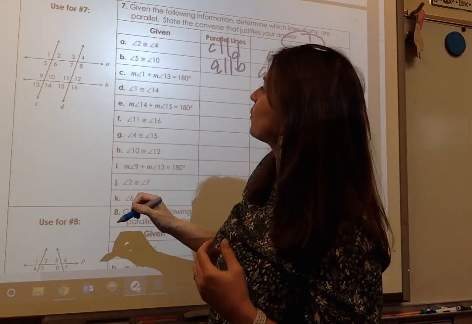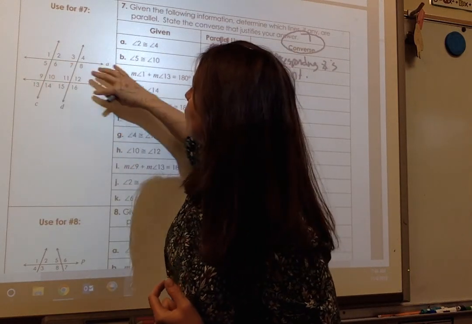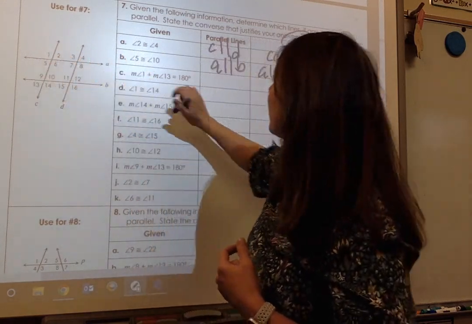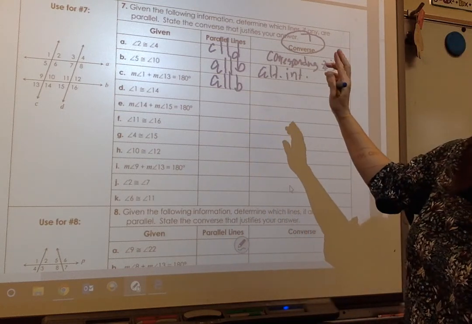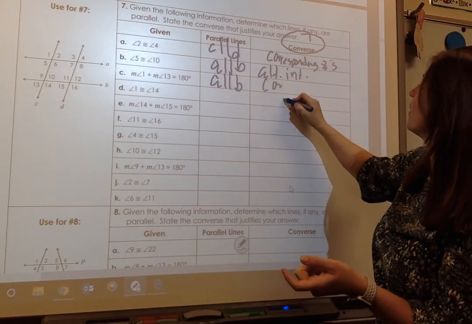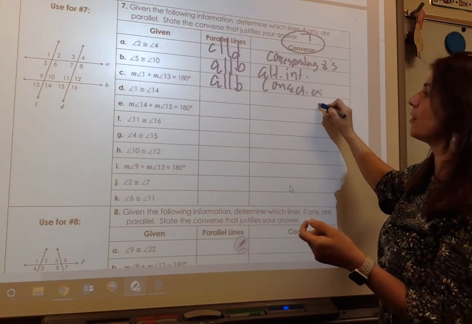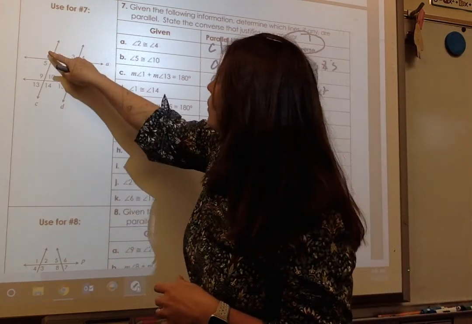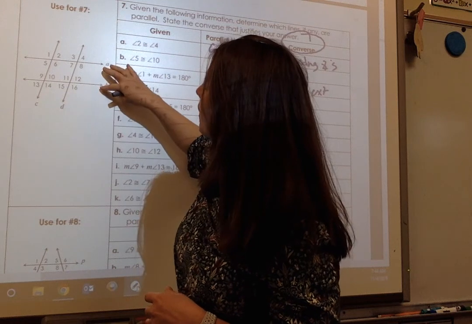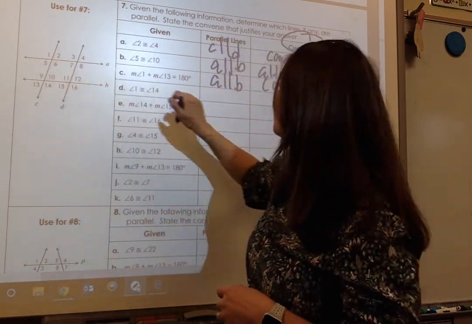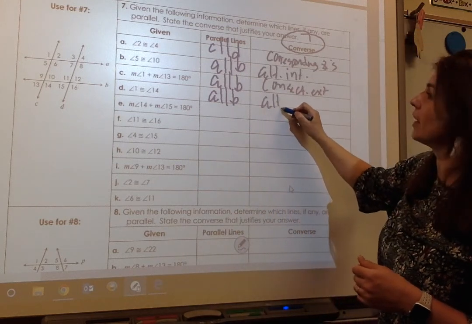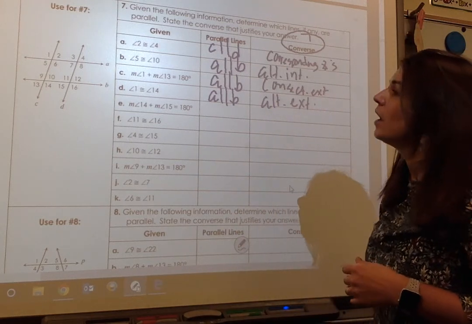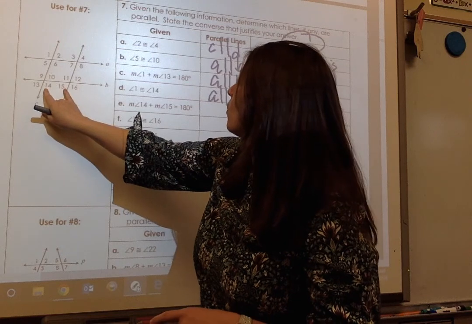Angle 1 and 13 here, so now we're talking about parallel lines A and B, and that's the consecutive exterior. Angle 1 and 14 are congruent to each other, and that's talking about lines A and B being parallel, and that's alternating exterior converse.